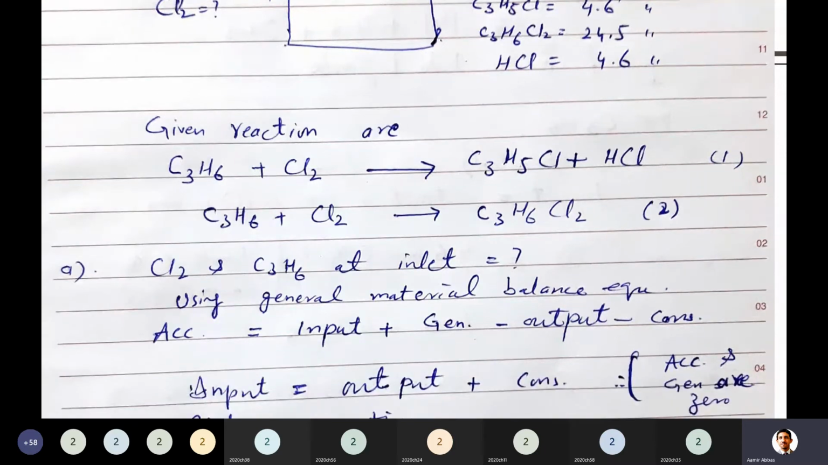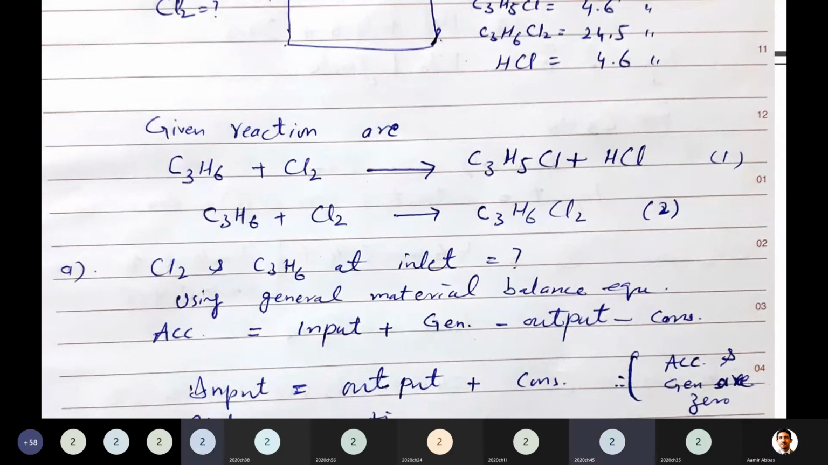Based on that, I have written here the equation. Next equation, you can see that input is equal to output plus consumption. I have just rearranged this equation. Accumulation and generation, we have discussed that they become zero. Now this is your equation which you can use for calculation of chlorine at input. So which value do you know out of these? Input, you have to find. Output, do you know this value?